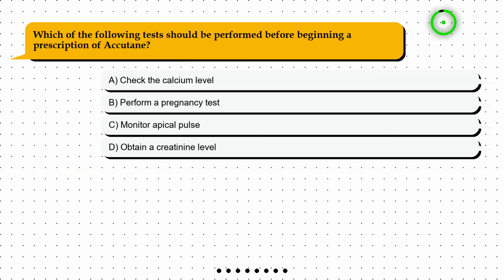Question 2. Which of the following tests should be performed before beginning a prescription of Accutane? Option A, check the calcium level. Option B, perform a pregnancy test. Option C, monitor apical pulse. Option D, obtain a creatinine level.